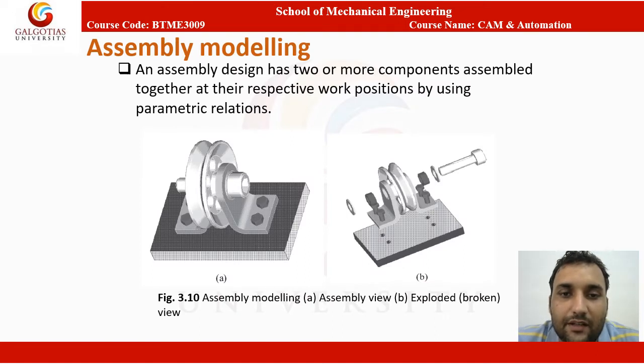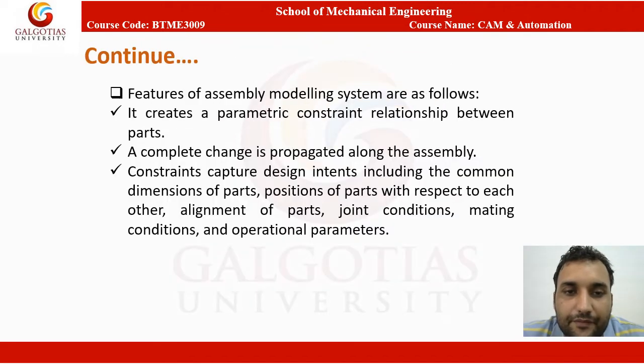Assembly modeling. An assembly design has two or more components assembled together at their respective work positions by using parametric relations. So this is the assembly view, and this is the exploded view. The features of an assembly modeling system are as follows. It creates parametric constraint relationships between parts, any change is propagated along the assemblies, and constraints capture design intent, including the common dimensions of parts, position of parts with respect to each other, alignment of parts, joint condition, mating condition, and operational parameters.